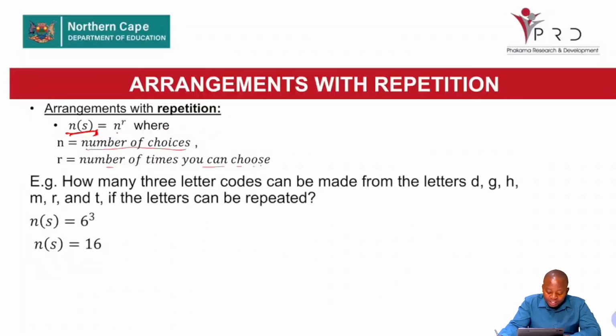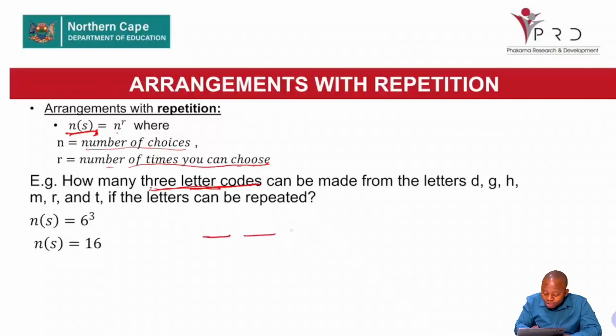Now let us begin with a simple example: how many 3-letter codes can be made from these letters? The 3 is what? It's our r, the number of times we can choose. A 3-letter code means 1, 2, 3, so you have 3 events. You can choose from these letters. Now, how many choices do we have? 1, 2, 3, 4, 5, 6. So that's what we have in that case.